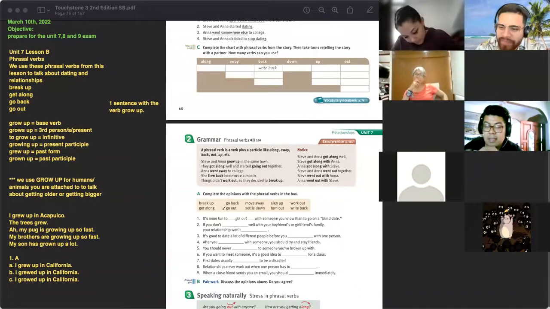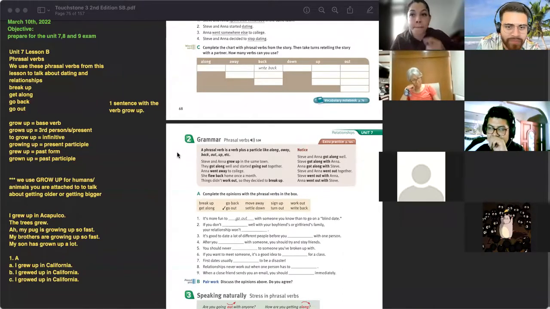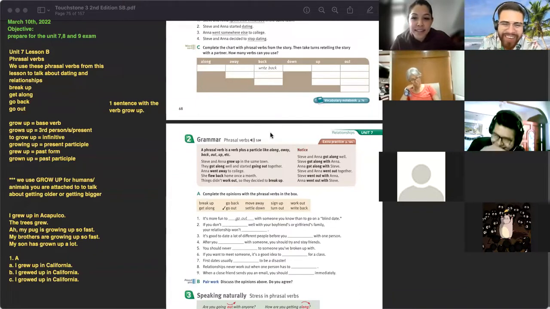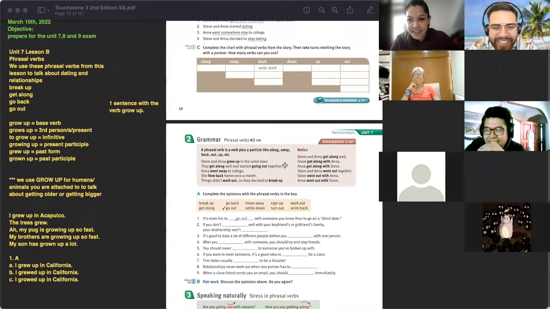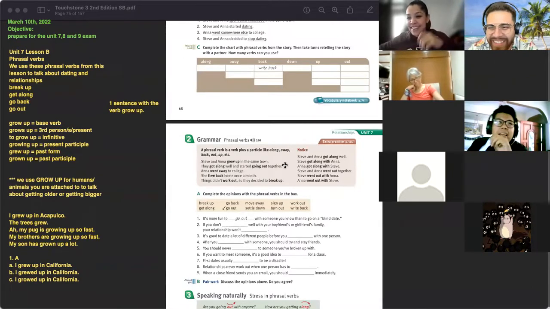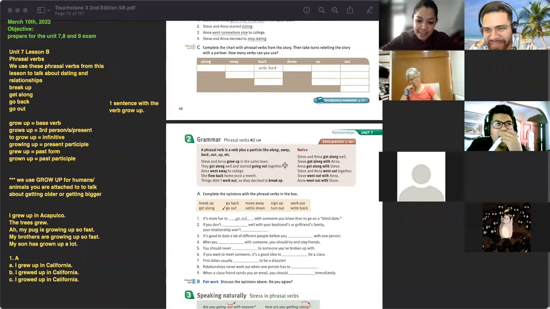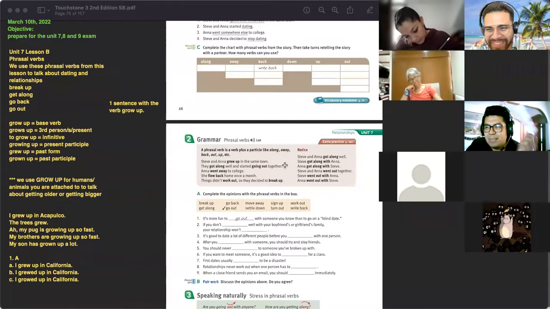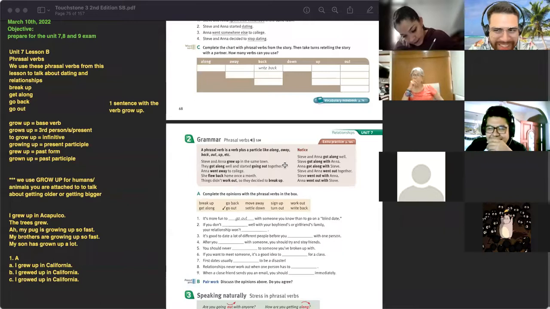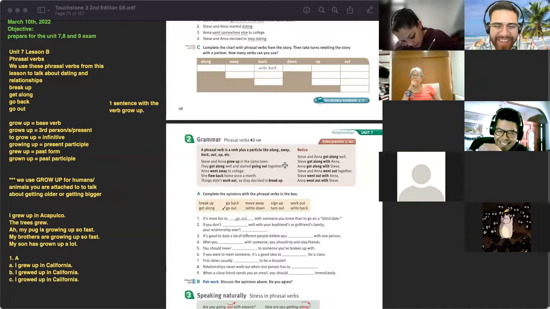Mr. Romero. One sentence, man. Let me hear your sentence. A sentence using what? Grow up. Okay, we grew up in Chilpancingo. Repeat that, please. We grow up in Chilpancingo. All right. It's fine. Good improvisation.